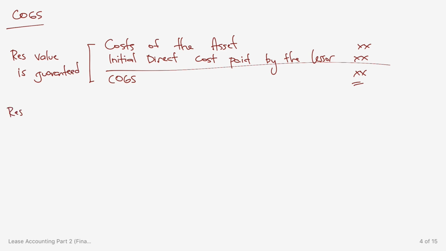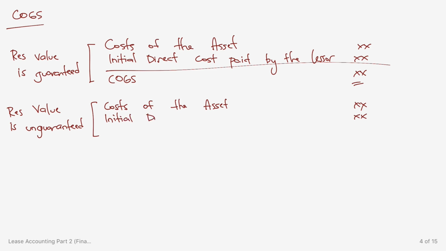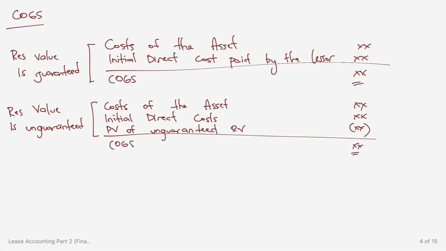Pero what if, sir, the residual value given in the problem is actually unguaranteed? So, if the residual value is unguaranteed, computation of cost of goods sold will be different. So, sir, paano na i-compute yan? This will now be equal to the cost of the asset pa din, plus the initial direct cost paid by the lessor. But this time, meron po tayong binabawas. Sir, ano yung binabawas natin? Ibabawas po natin yung present value of unguaranteed residual value. So, this will now be the computation of cost of goods sold if the residual value given is actually unguaranteed.